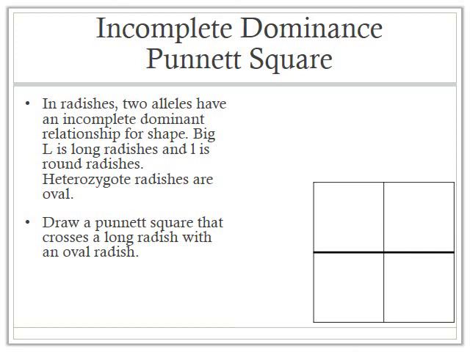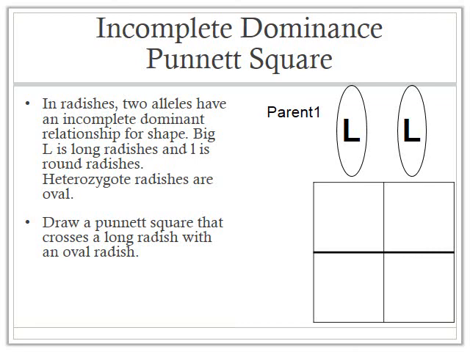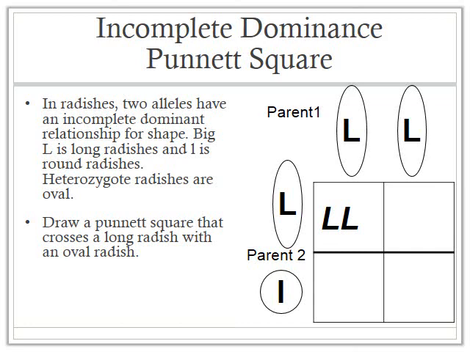So we're going to draw a Punnett square that crosses a long with an oval radish. So parent 1 is long. It has to be big L because it's the only way to have a long radish. The other parent is a heterozygote because it's oval shaped. So big L, little l, and that will create an oval radish. So when we fill in the square: big L, big L, big L, big L, big L, little l, big L, little l.